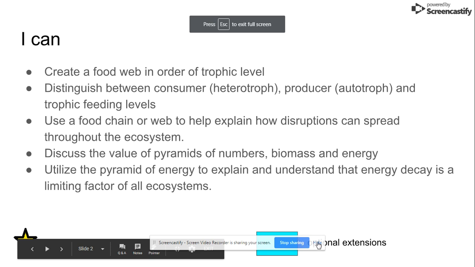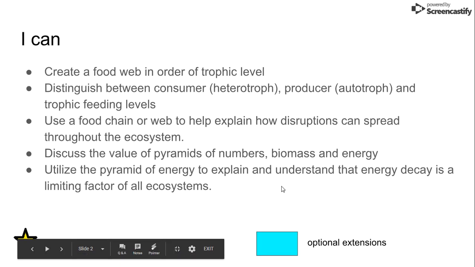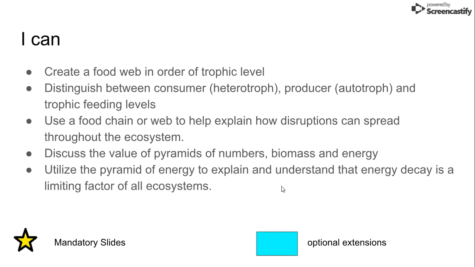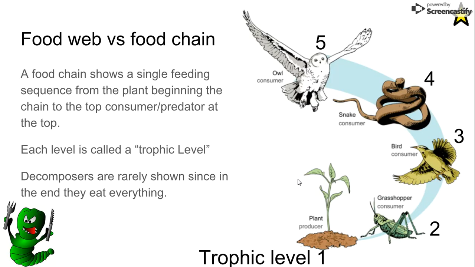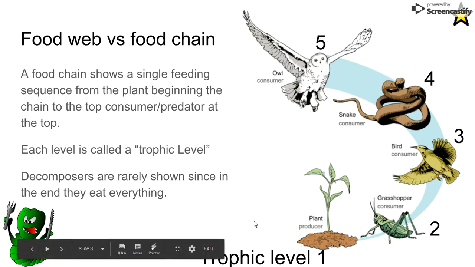This is chains, webs, and pyramids. You need to be able to create a food web in order of trophic level, distinguish between consumers and producers, use a food chain or web to help explain how disruptions can spread throughout the ecosystem, discuss the value of the various pyramids, and use the pyramid of energy to explain and understand that energy decay is a limiting factor in all ecosystems. A food web versus a chain is very simple.